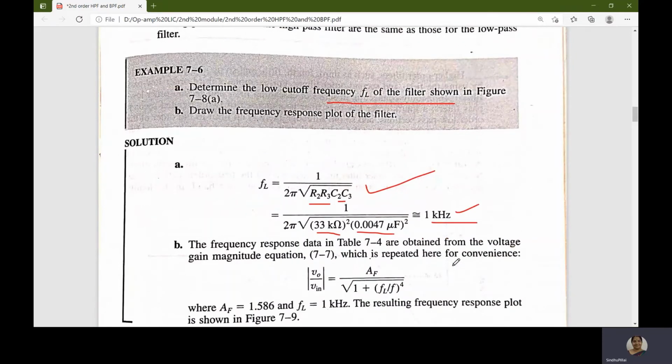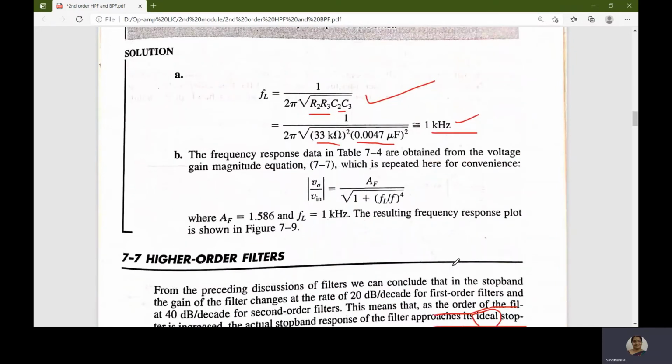And the frequency response is taken as AF divided by root of 1 plus FL by F to the power 4. Here the term F by FL in the numerator is removed by cross multiplying. So in the denominator we'll get FL by F squared. That is the term that is used.